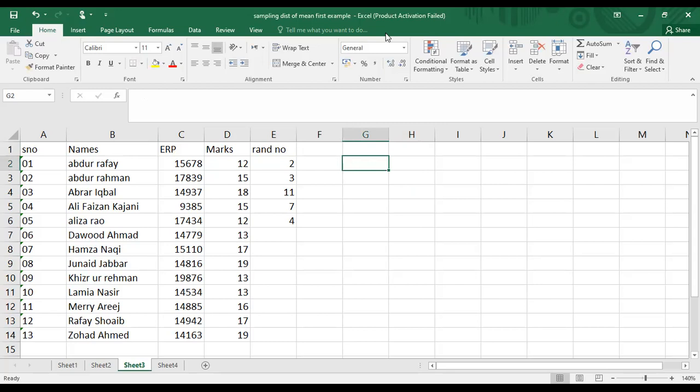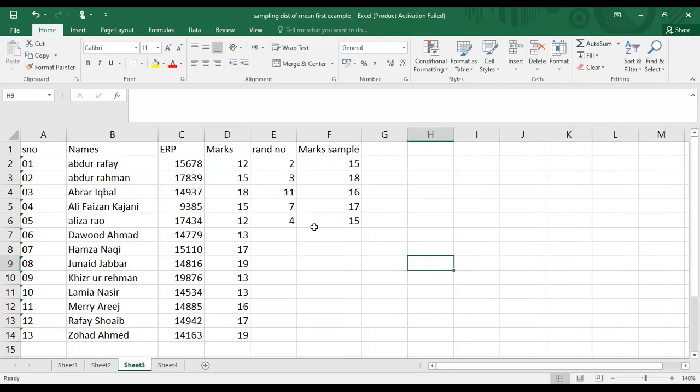Now, what are we going to calculate? Average Marks. For the average, we have to take the Marks in the sample. Marks by the second student is 15. Marks by the third student, 18. Marks by the 11th student is 16. Marks by the 7th student is 17. And Marks by the 4th student is 15. So these are the Marks obtained by the sample of 5.